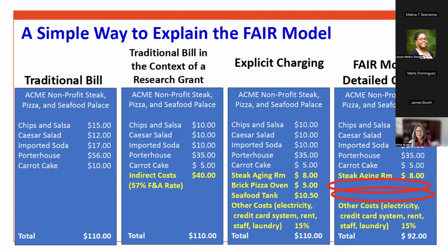We use the indirect costs to support all of the research infrastructure here at City College, and they're not specific to your particular research project.